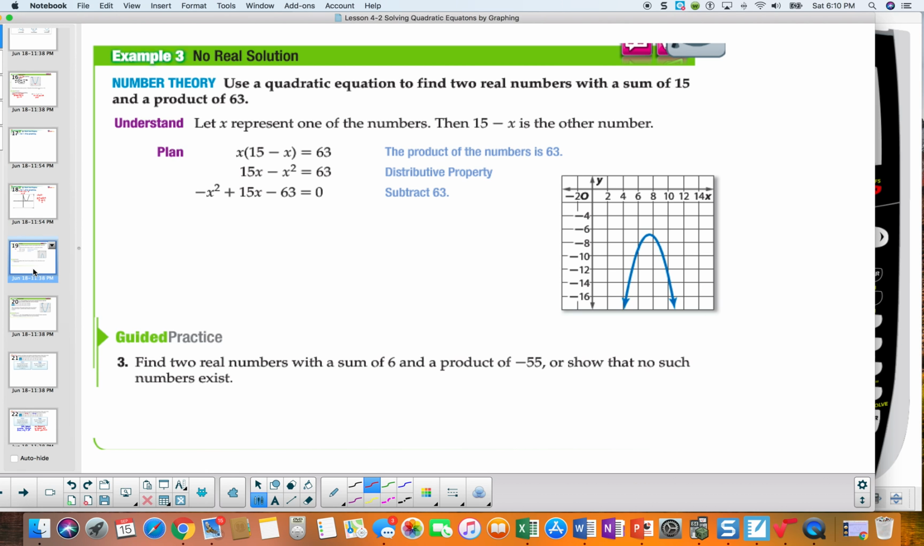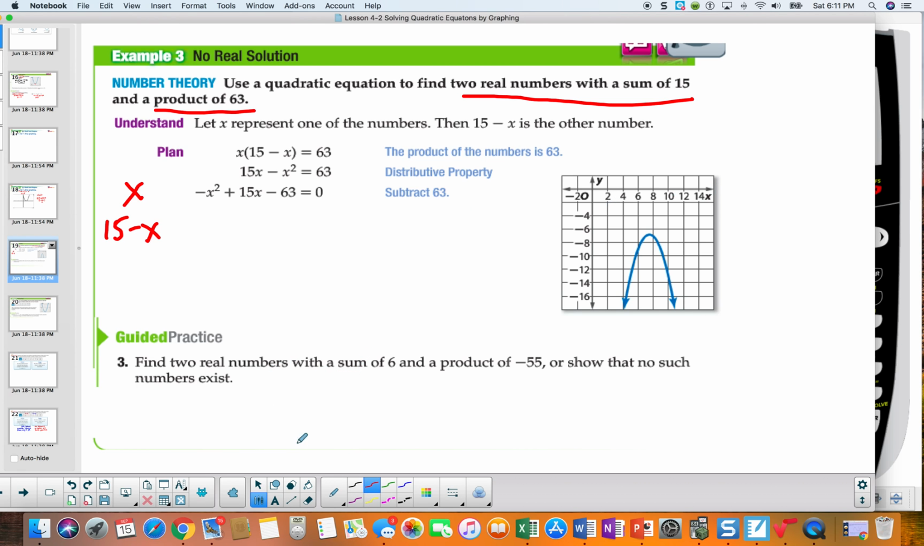We want to create a quadratic equation where two real numbers have a sum of 15. So we'll let one be x and the other will be left over from 15. And that way these two, when you add them up together, will be the number 15. Now it says their product is 63. So we're going to multiply them to make 63. We're going to distribute. We're going to bring everything to one side, and then we're going to graph. And when we graph, we're going to find it doesn't cross the x-axis. So there isn't an answer to this problem.